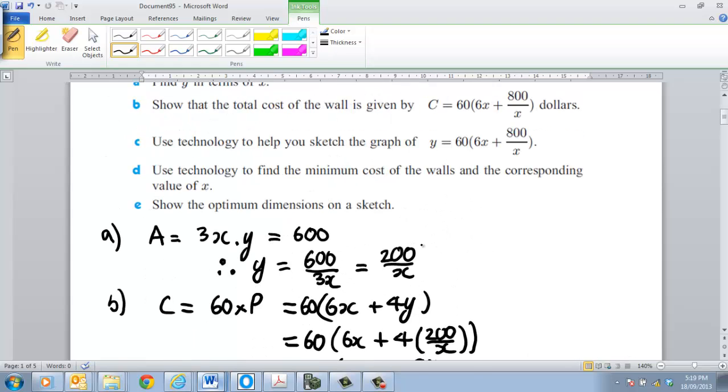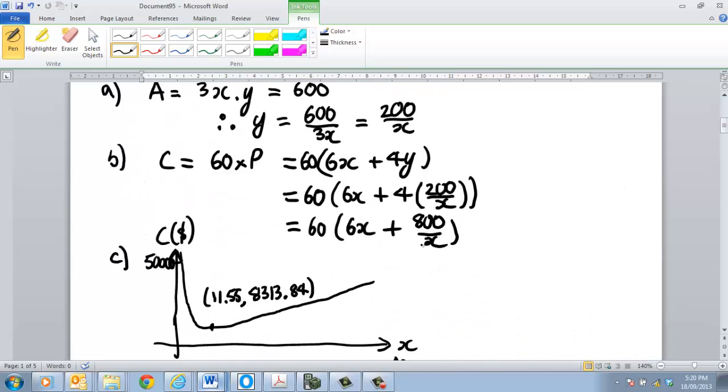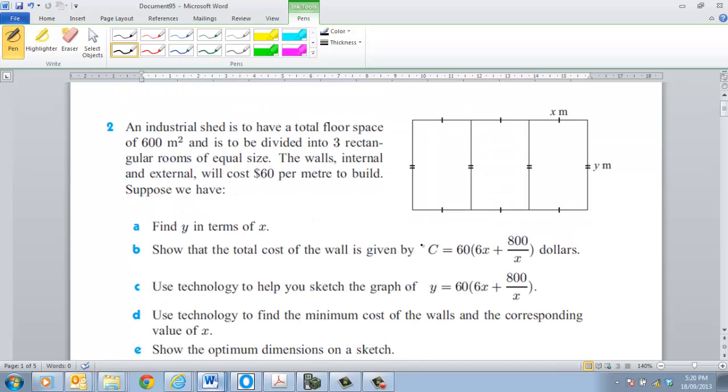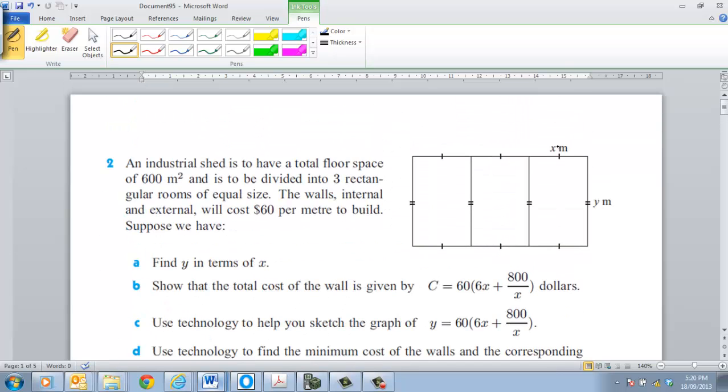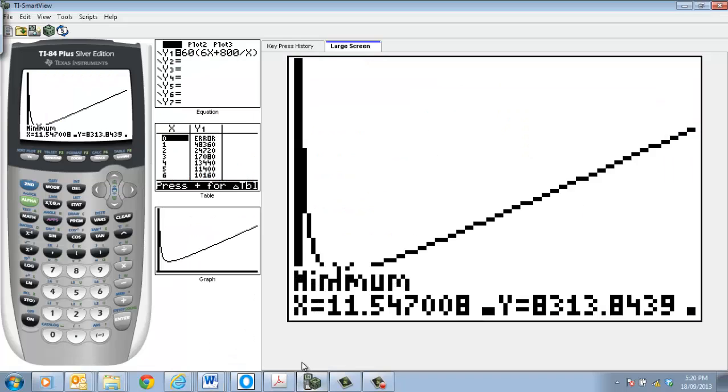Next bit on there is show the optimal dimensions on a sketch. Alright, so obviously you need to re-sketch that. I won't do that. What I'll do is I'll label my graph. So obviously you're doing up here, you have to say that is 11.55 meters. And then we know our y value. Our y value is going to be 200 divided by x. So what's 200 divided by x?